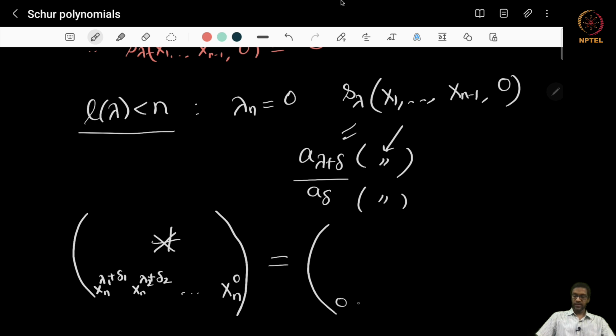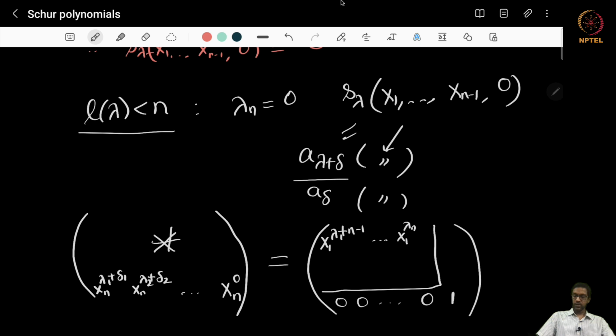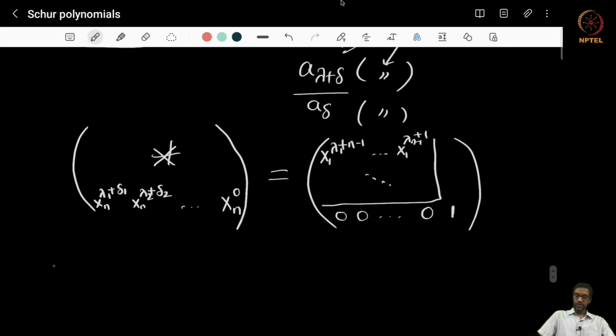Now I set xn to be 0, remember. So when I do that, all the other terms are 0 and this guy alone is a 1. And what I have here is this matrix with x1 power lambda 1 plus delta 1, which is n minus 1, and so on, x1 power lambda n minus 1 plus 1 and so on. And this is the matrix whose determinant I am trying to compute, and so observe that the determinant of this matrix is actually, what is it?